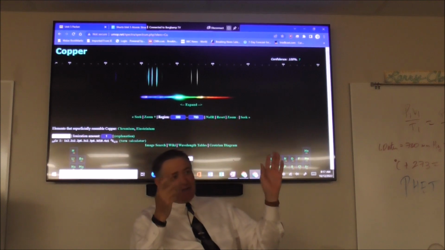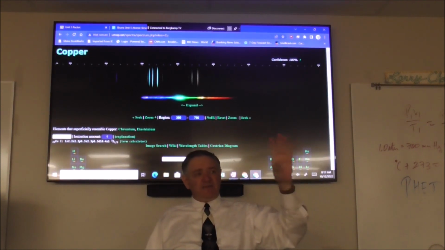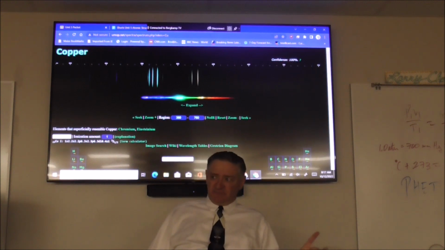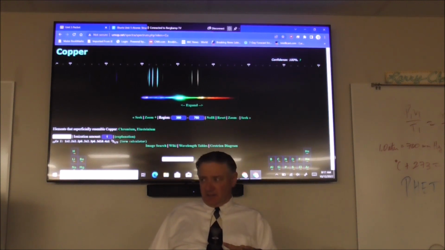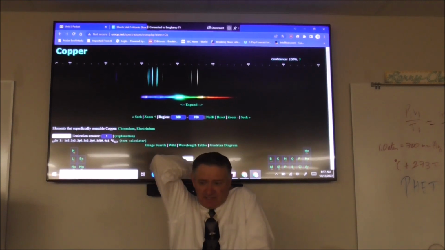We have different cations and anions. Remember, what's the difference between the cation and the anion? Which one has the positive charge, the cation or the anion? Cation. Now, anions have the negative charge.